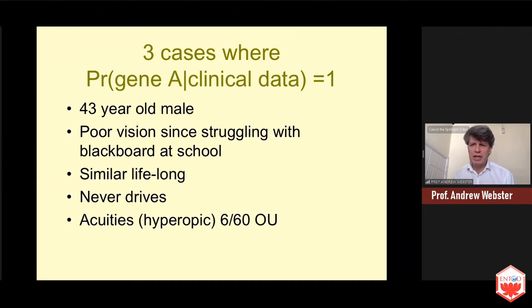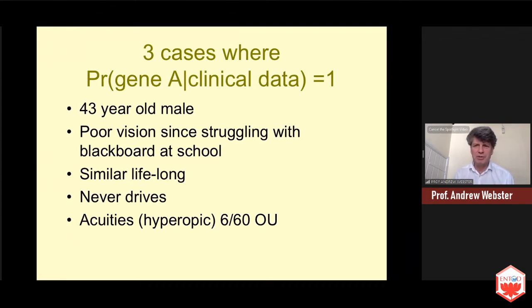And to end, I'll just show 3 cases in which that probability is 1. The probability that it's a specific gene, given the presentation, is such that you could bet your life on it. And so we're going to have a go at this. This can only be one gene. They're all different genes, 3 different genes.